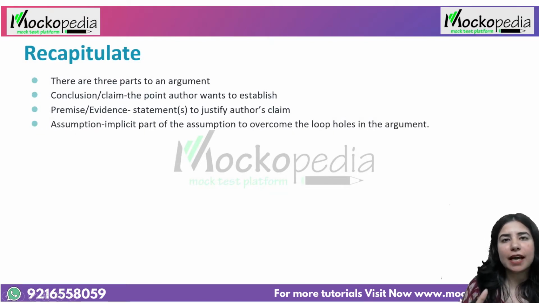Now, we've already discussed there are three parts to an argument. And what are those three parts? One, the author writes the argument in order to reach a claim or a conclusion, the point he or she wants to validate in the argument. Second, the author tries to justify the claim by presenting some supporting statements, which in technical terms we call evidence or premise. And at times there is a technical flaw in the argument, something which has not been taken care of by the author. So what do we assume? That the author must have taken an assumption in order to support or validate the claim.